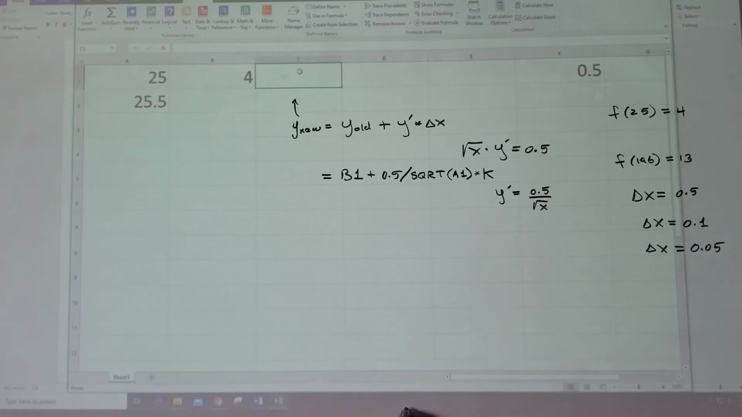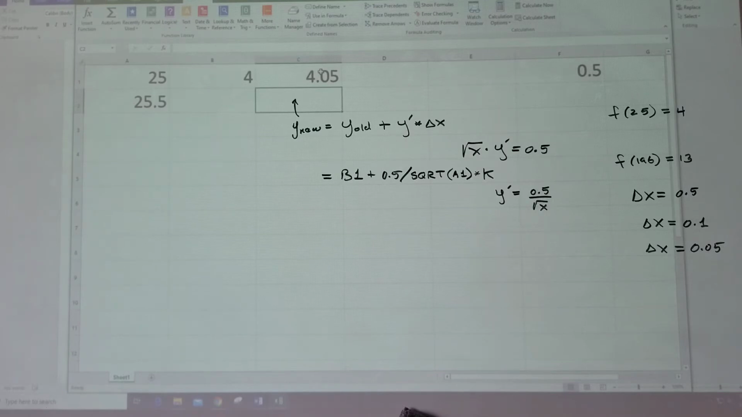So, equals the old y plus 0.5 divided by SQRT, open parenthesis, the old x, multiplied by the step, that's asterisk k. You can pause the video if you need a minute, but I'm going to keep moving. I hit enter, and if it says 4.05, you probably did it right.